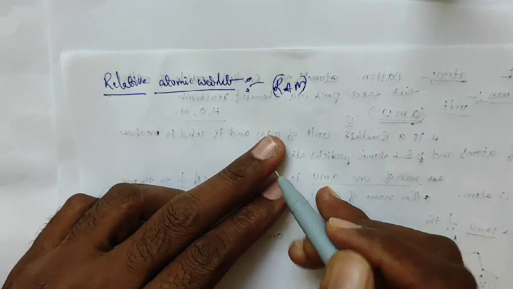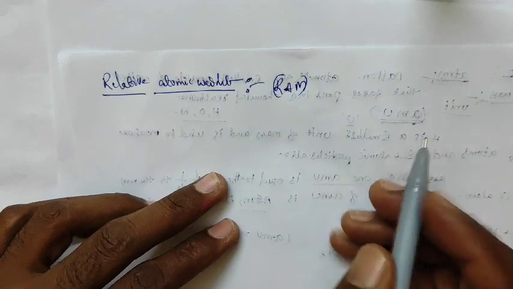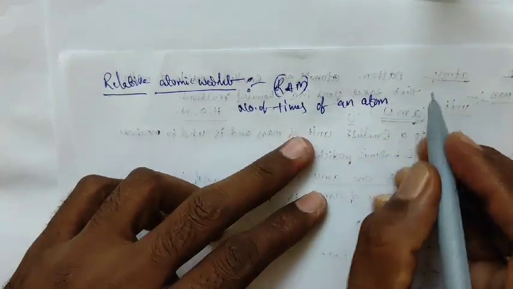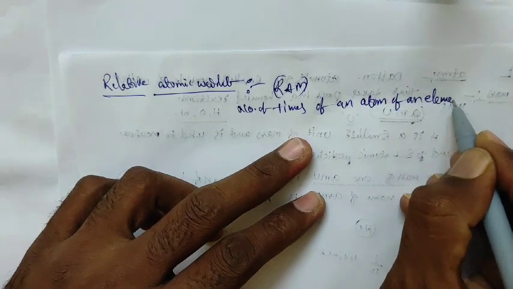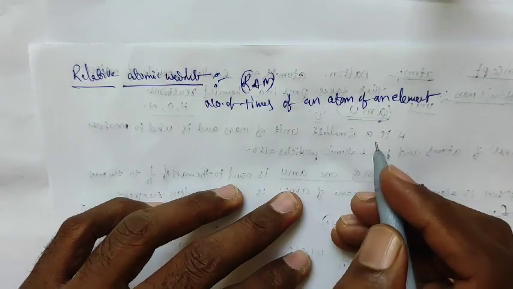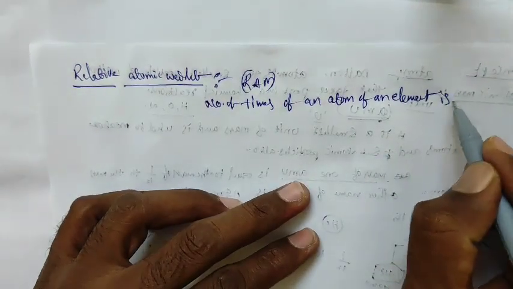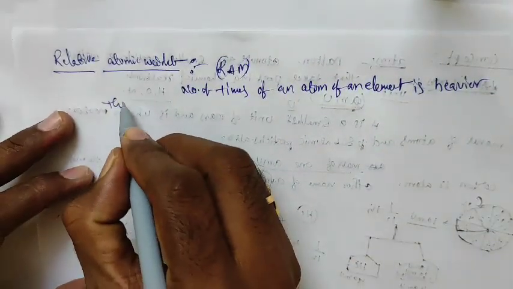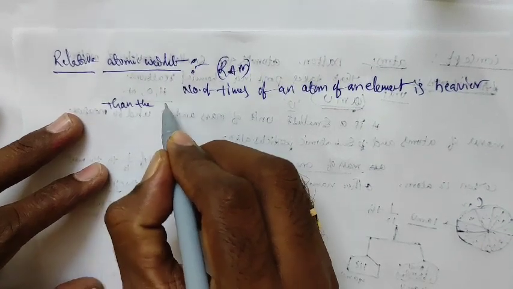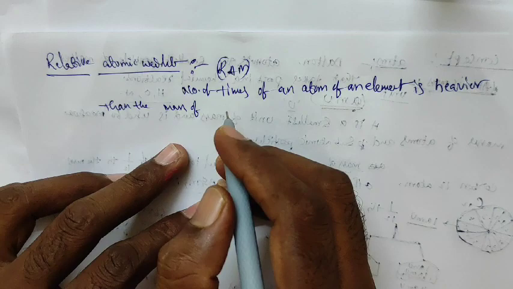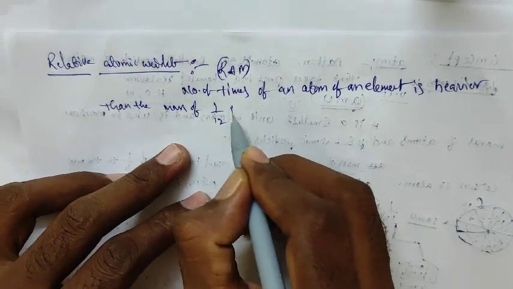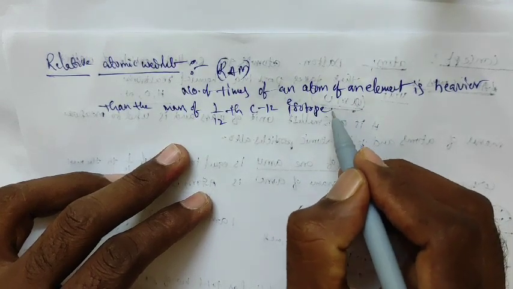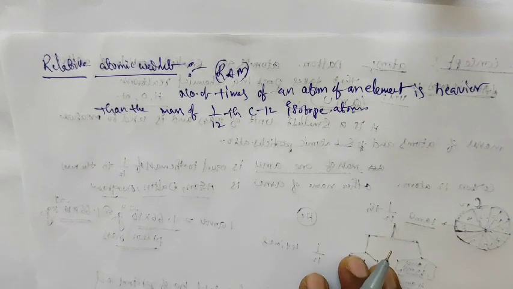Relative atomic mass is defined as the number of times an atom of an element is heavier than the mass of 1/12th part of a carbon-12 isotope atom. See here, relative means compare.